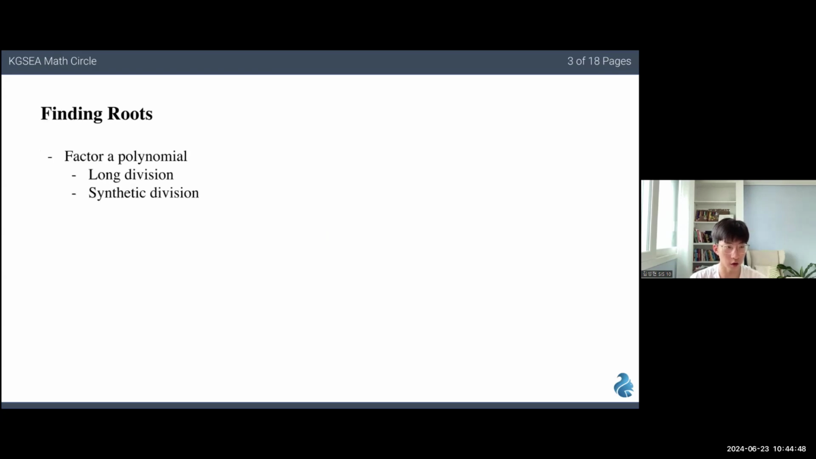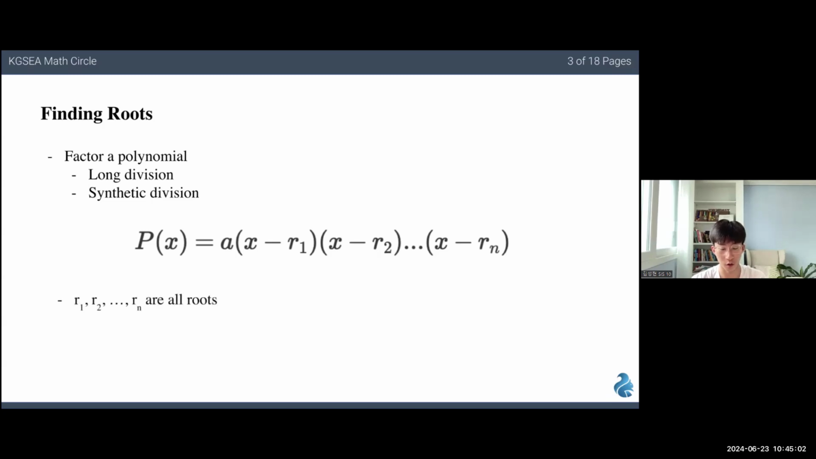And now let's move on to finding roots. So the simple way to do this is just to factor a polynomial using either long division or synthetic division. And you would get a polynomial that's in this form, where r1 all the way to rn are the roots.